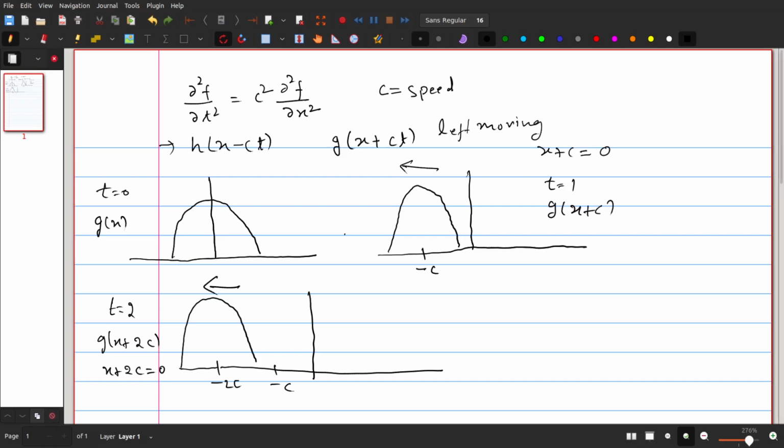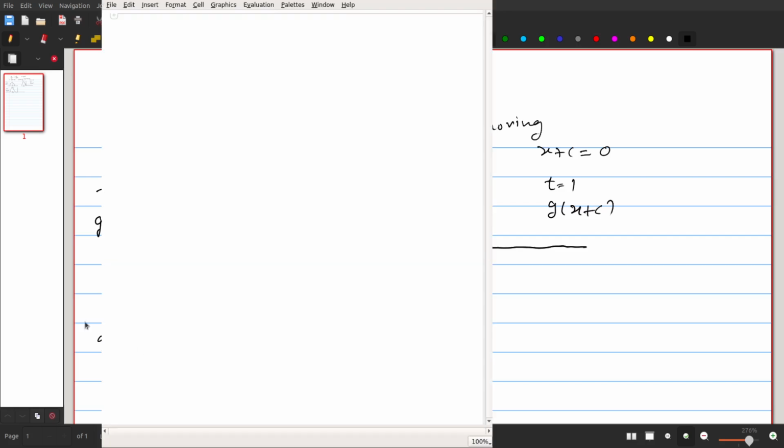We can also see this through a simple animation using Mathematica. Suppose we define our function f to be the bell curve function. So initially it is, suppose, exponential of minus x squared by 100, localized at x equal to 0. Now we can use the Manipulate function of Mathematica to see how it behaves.